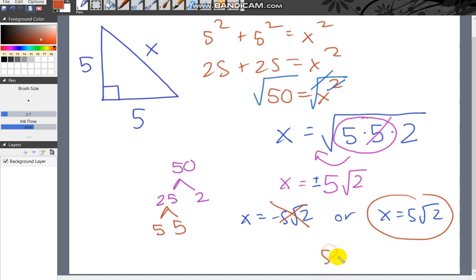And this is basically 5 times the square root of 2, which is like 1.414 or something, if you actually really wanted to go ahead and do that. And this is approximately 7.071.